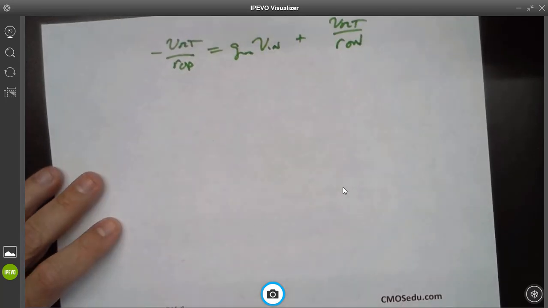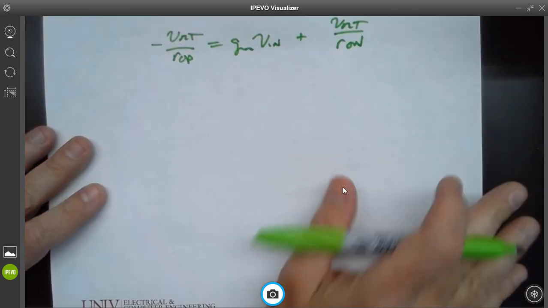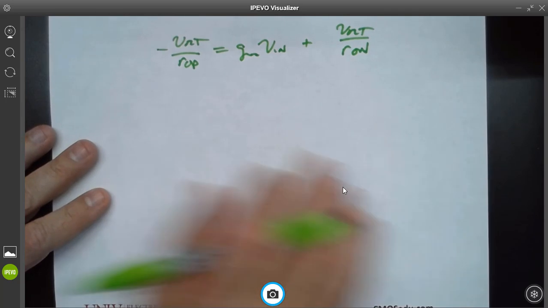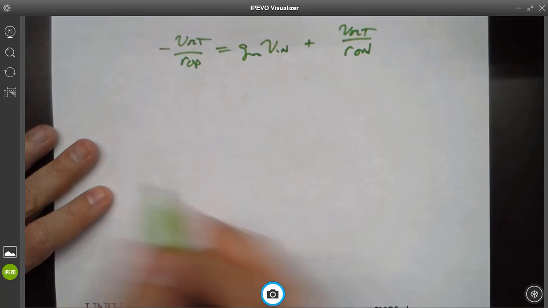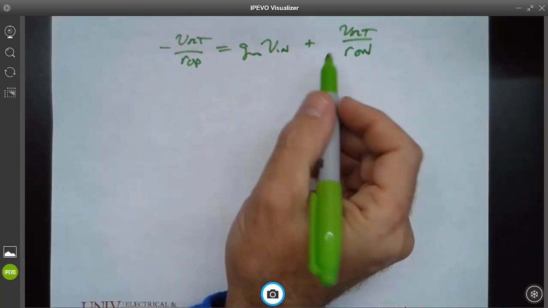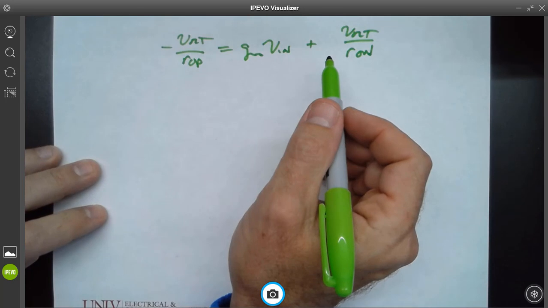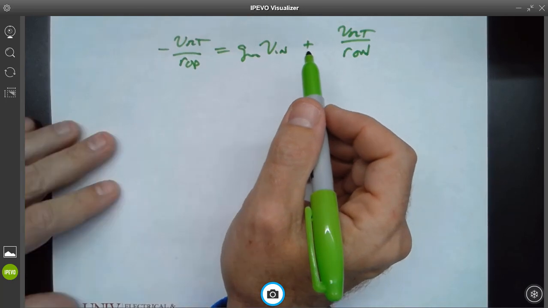Previous circuits, we didn't have to add that extra term. Previous circuits, when we used GM, the ID was just equal to GM times V in, because we were assuming that R out was much, much greater than 1 over GM. Okay. We can do one that way if you want.